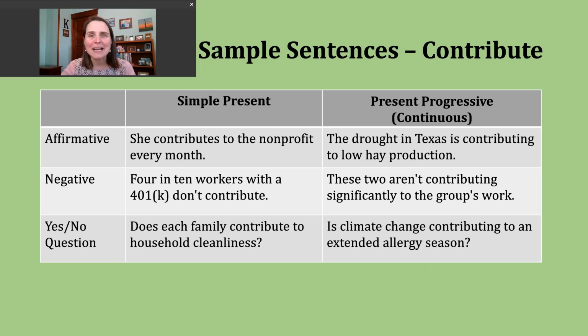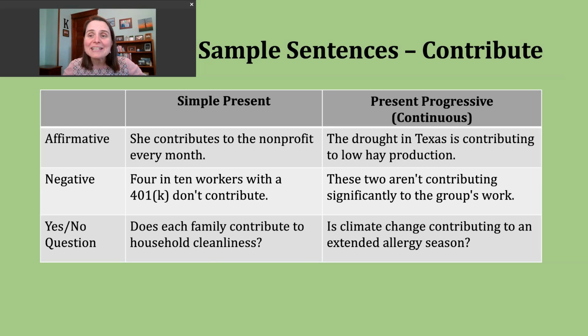You can see this in my example sentence. The drought in Texas is contributing to low hay production. Hay would be food for cows and other livestock here. Drought is a period where there is not enough rainfall. Because we don't have enough rain, we're not able to grow and produce enough hay. So fortunately, this is something that is happening now.